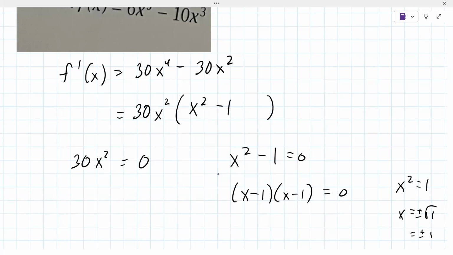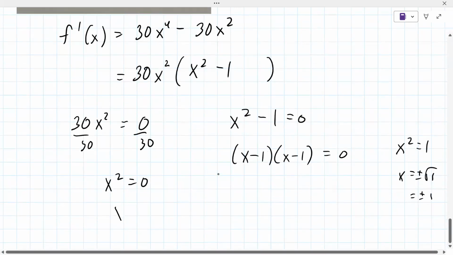How about the other one? I have no idea. So you divide by 30, that goes away. So it's x squared equals 0. x squared is 0 is 0. So this becomes x equals 0.